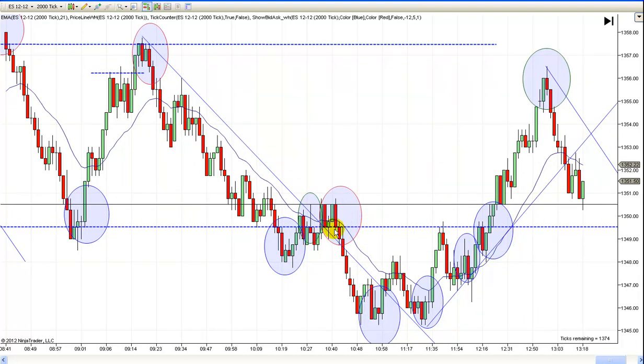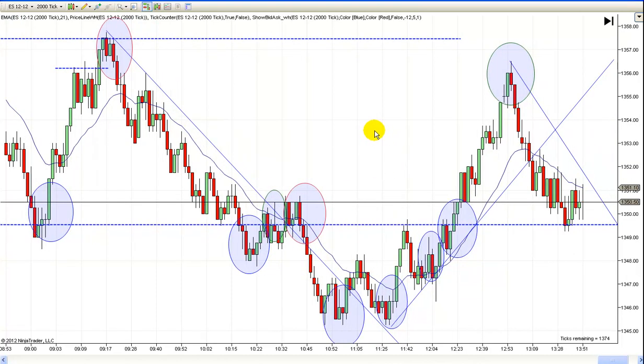And there's not really a good long setup. You might have gone long right here, but there's so many overlapping bars, and there's no real sign of good bullishness other than that one right there. And now you're getting up here where you could get a breakout pullback short. And so it's better just to sit and wait for something better.